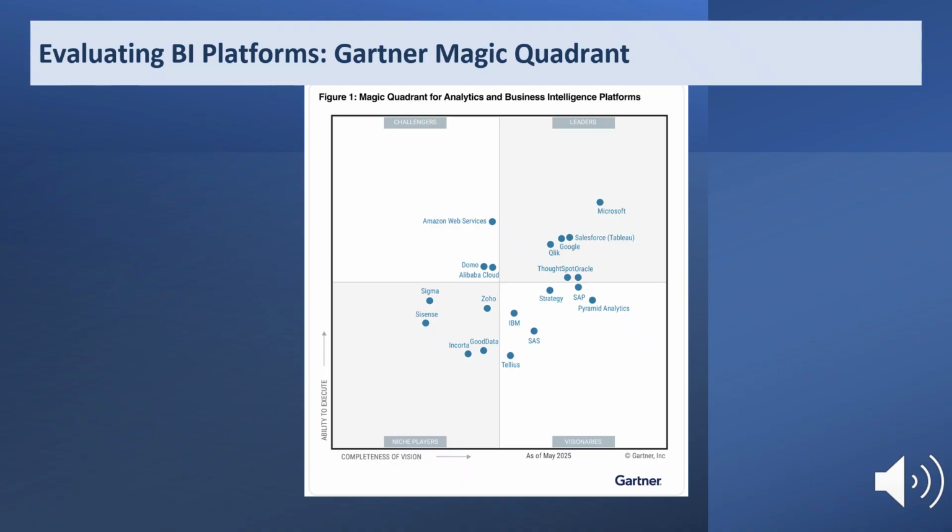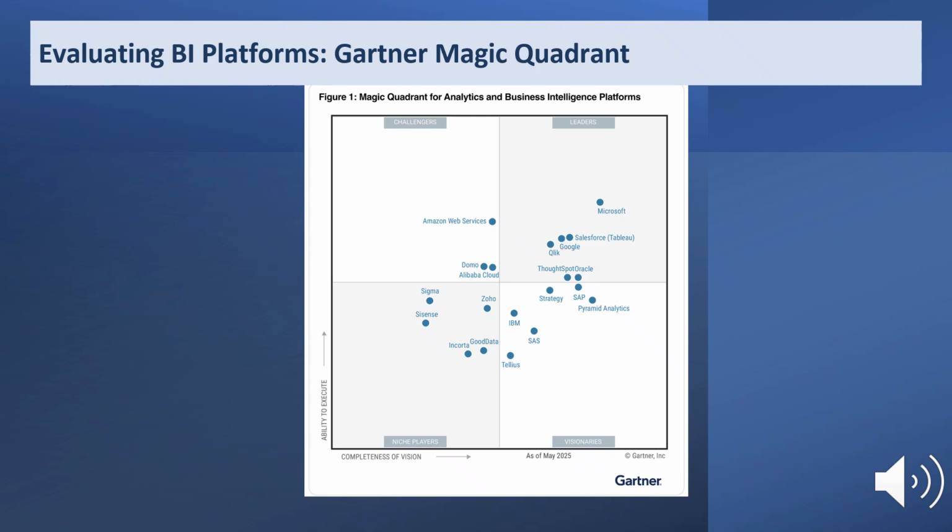Challengers in the top left execute well, but may not have the most forward-looking vision. Visionaries in the bottom right have innovative ideas, but have not yet proven their ability to execute at scale. And niche players in the bottom left serve specific segments, but are not leading in either dimension.